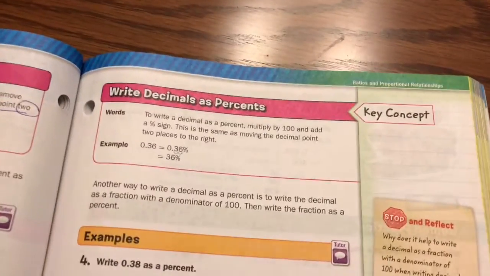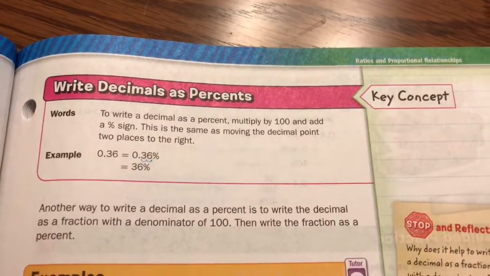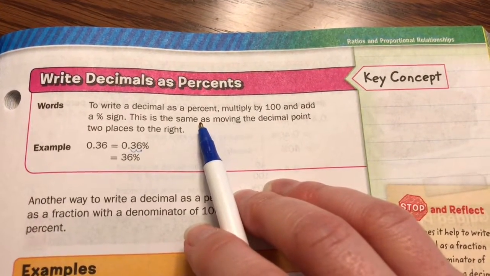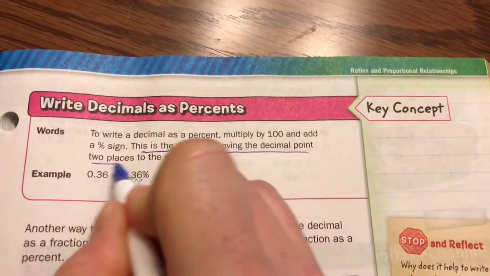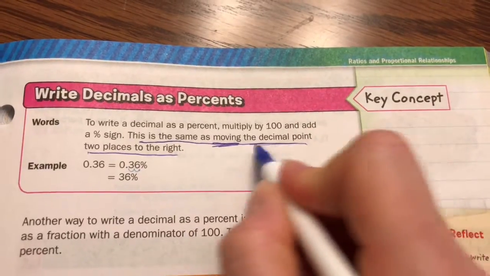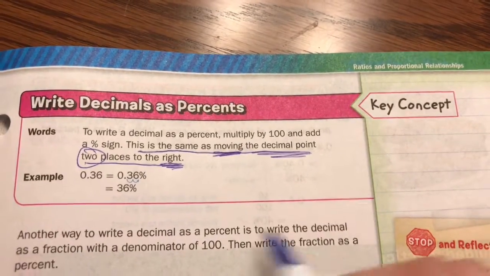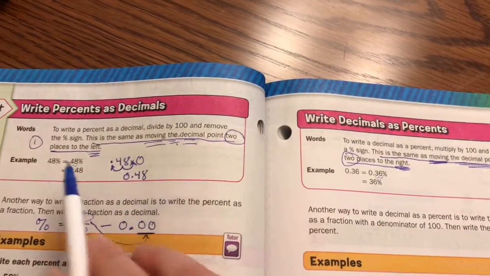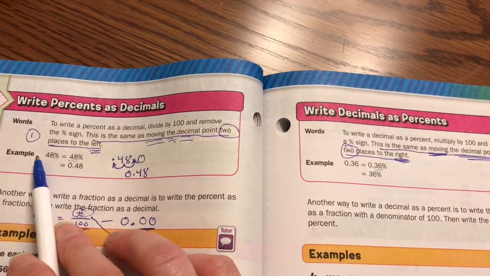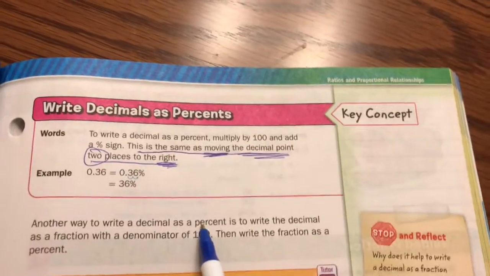All right, going to page 111. On page 111, we are now switching in reverse. We have a decimal and we need to write it as a percent. So to write a decimal as a percent, multiply by 100 and add a percent sign. This is the same as moving the decimal point 2 places to the right. So if you want to do the move-the-decimal method, it's 2 places to the right this time, because we're taking a decimal and making it into a percent. So it's the opposite of this. We had to take the percent and move it to the left, but now we're taking the decimal and moving it to the right to turn it into the percent.